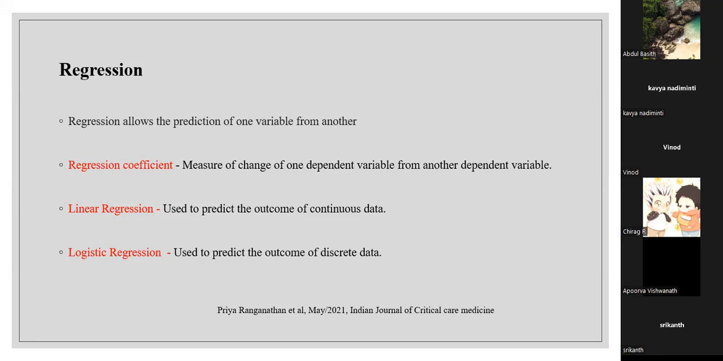So what is the difference between correlation and regression? What do you understand? Because both look somewhat similar. It is between two variables. It may be positively or negatively associated. So what is the basic difference between correlation and regression? In regression, maybe the outcomes are continuous variables, sir.